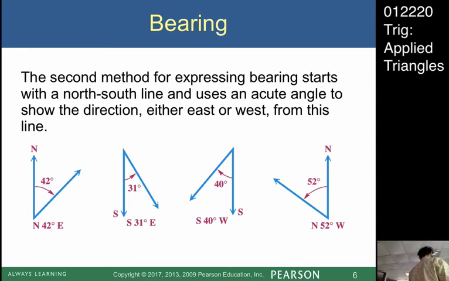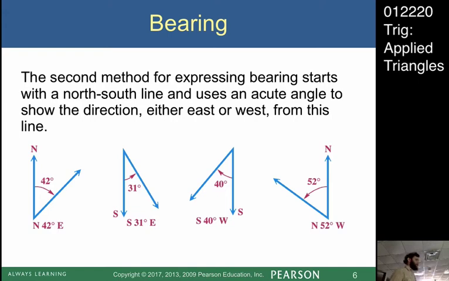Does that make sense? So if it's in 1 or 2, it's going to be a north bearing. Here's your compass, north, south, east, west. If it's north, it'll be either east or west of north. And if it's south, it's either east or west of south. I'm 32 degrees west of south. Heading for the border.